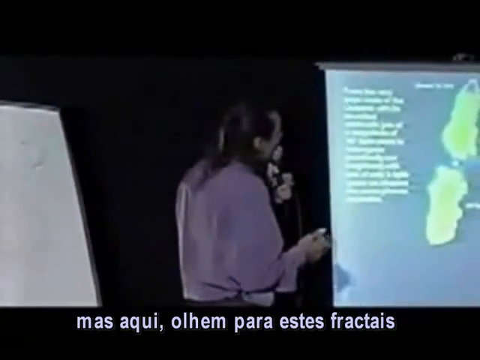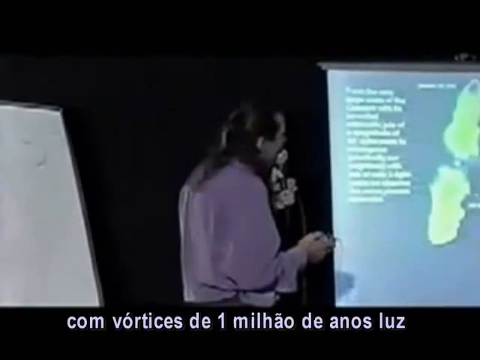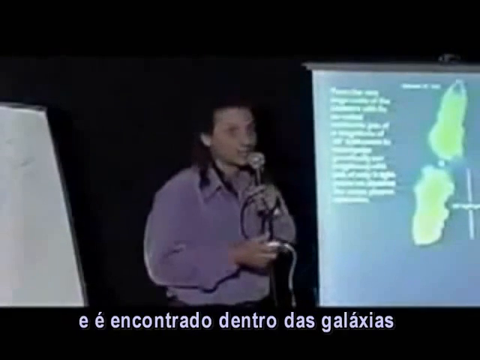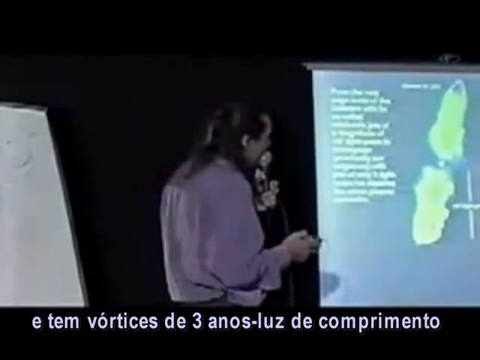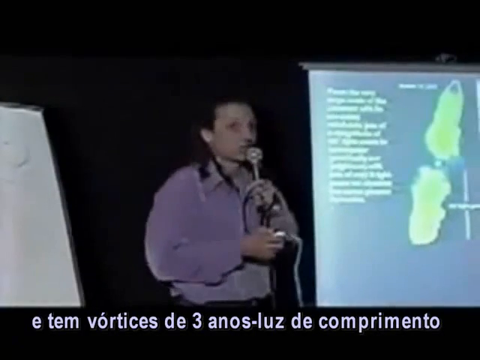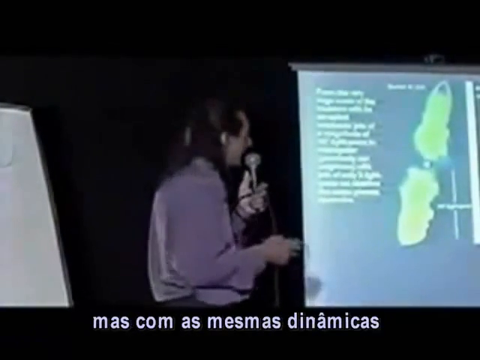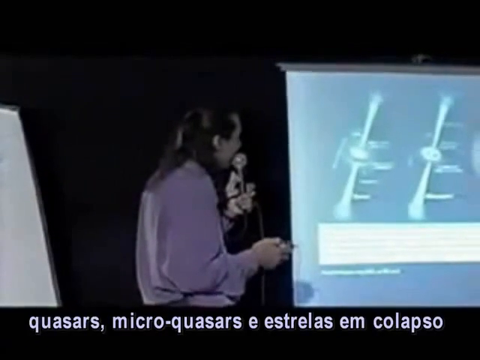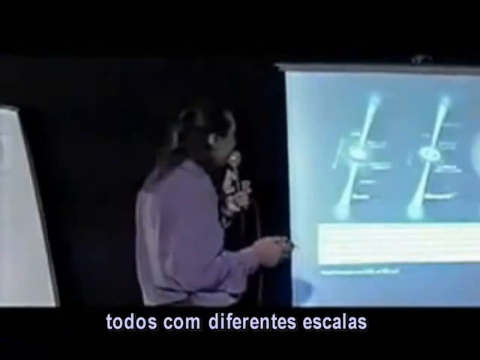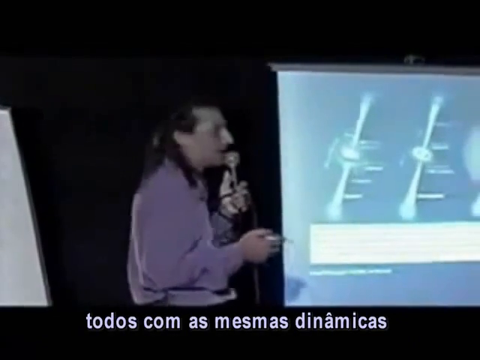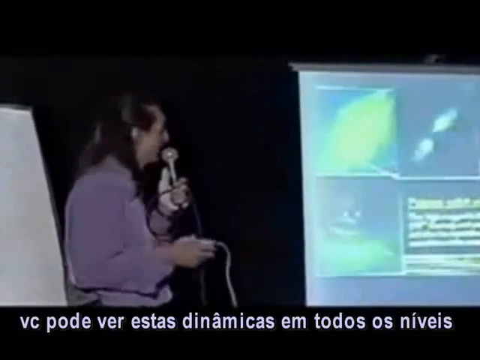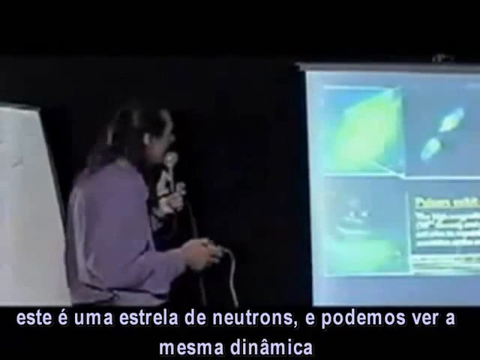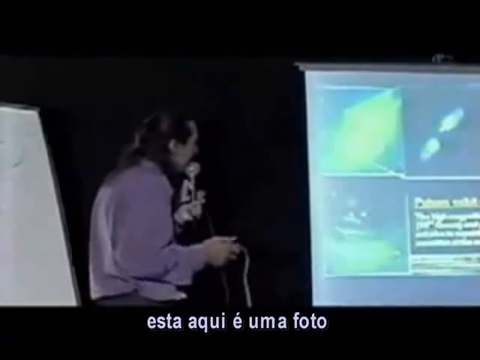But here, look at the fractal. This is a quasar, a 1,000,000 light-year vortex. Here is a microquasar. Those are found inside galaxies. And those are 3 light-year-long vortexes. But the exact same dynamics. Quasars, microquasars, and stars: all different scales, all same dynamics. You can see these dynamics at all levels. Here are pulsars. Again, same dynamic that you see.